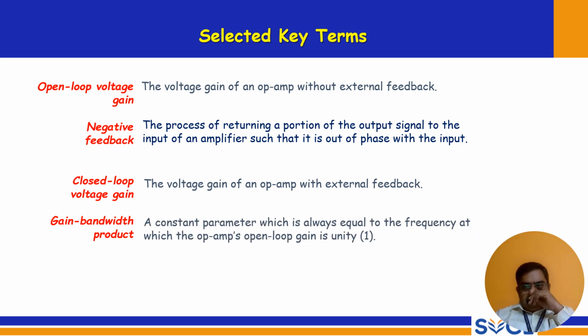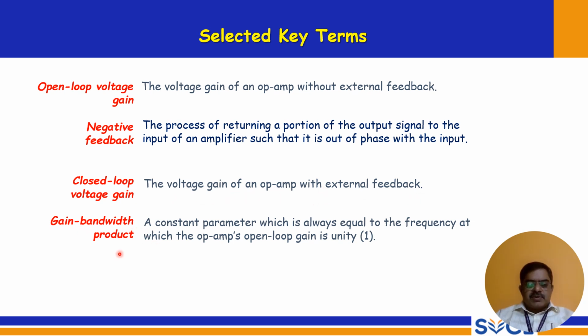So here, open loop voltage gain: the voltage gain of an op-amp without external feedback. So that is open loop voltage gain. Negative feedback: the process of returning a portion of the output signal to the input, such that it is out of phase with the input. So that is negative feedback. And closed loop voltage gain: the voltage gain of an op-amp with external feedback.